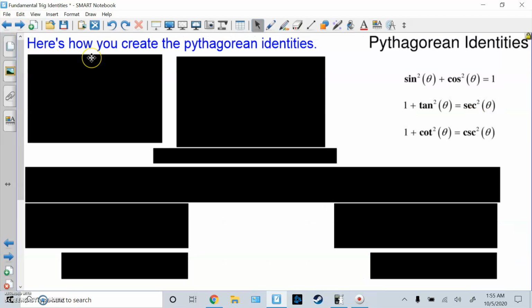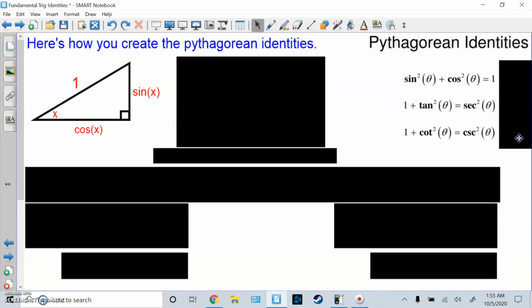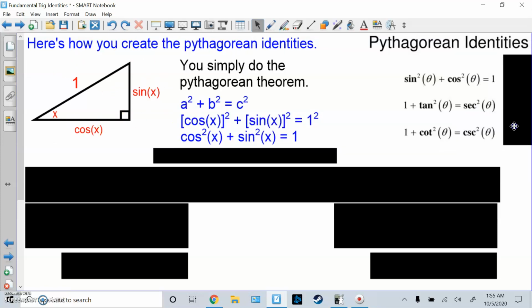So here's how you create the Pythagorean identities. Actually all you have to do is draw a right triangle and use the Pythagorean theorem. So this is A, this is B, this is C. So A squared plus B squared equals C squared. Cosine squared plus sine all squared equals 1 all squared. Now cosine of x all squared is going to be cosine squared of x. Then sine of x all squared is going to be sine squared of x, and then 1 squared is 1.